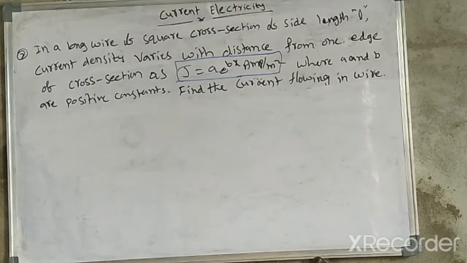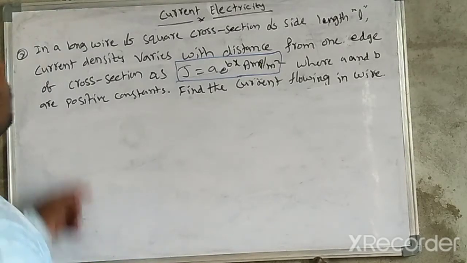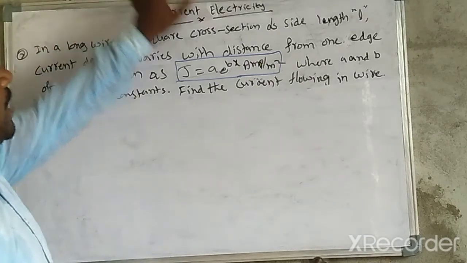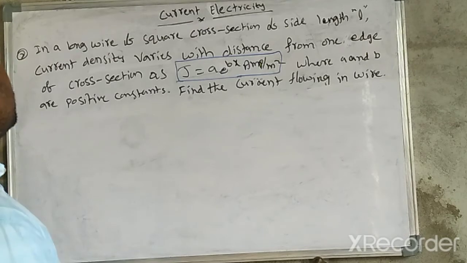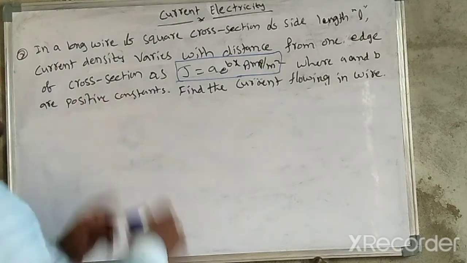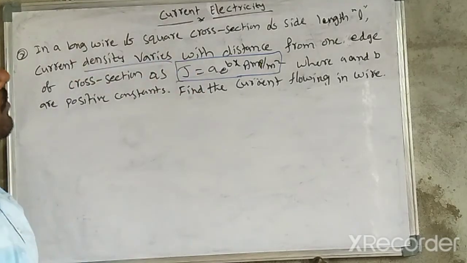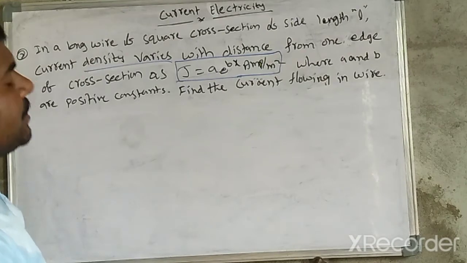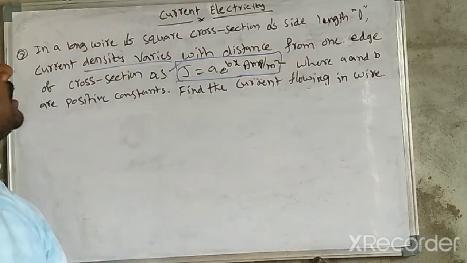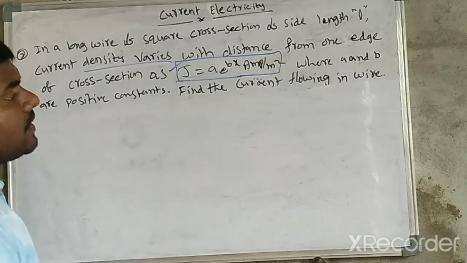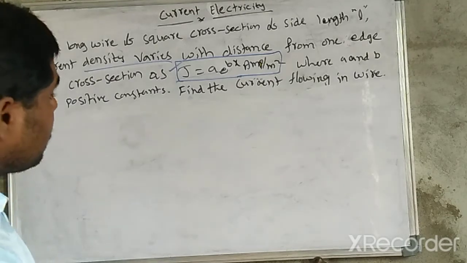So one more important model. In a long wire of square cross section of side length L, current density varies with distance from one edge of the cross section as J is equal to A into e power bx ampere per meter square, where A and b are positive constants. Find the current flowing in the wire.